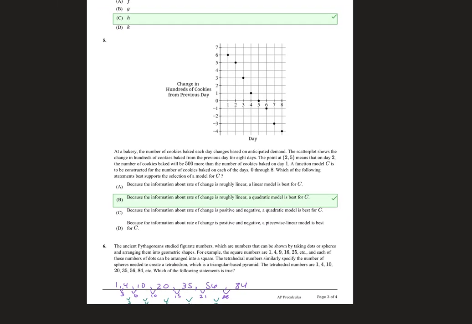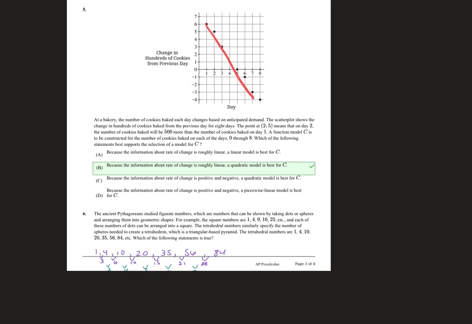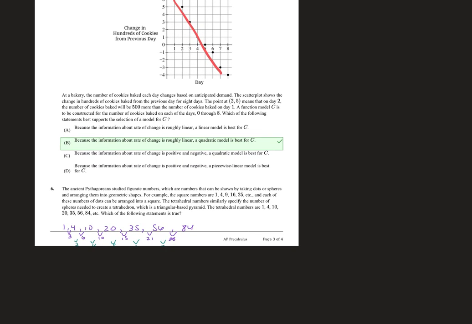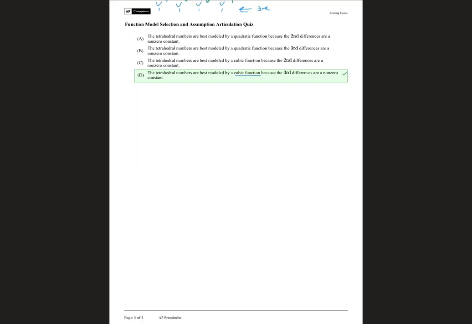Okay, 5, again, I thought it was pretty easy. That is roughly linear, so this one obviously takes that shape. And 6, you had to figure out the difference: 6 had a cubic function because the third difference was non-zero.